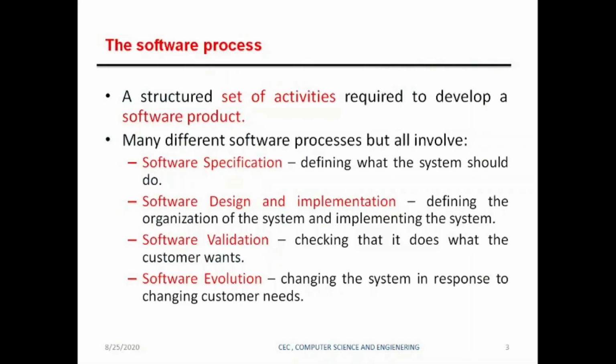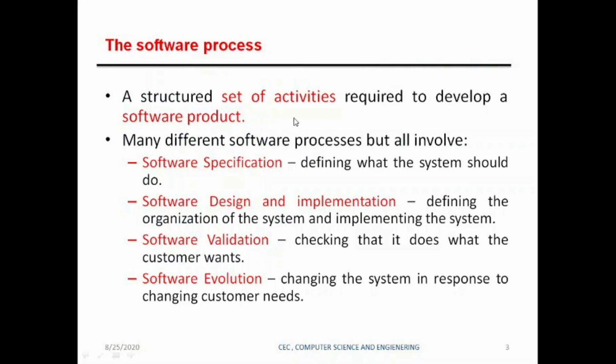In this video session, we'll cover the software process models. In that we have three types of models: waterfall model, incremental model and spiral model. Before covering the software process model, we'll see what we mean by the software process. Software process is nothing but a set of activities required to develop a software product.